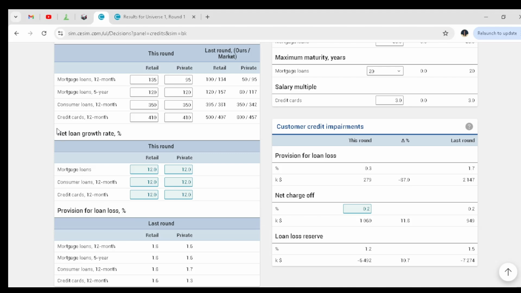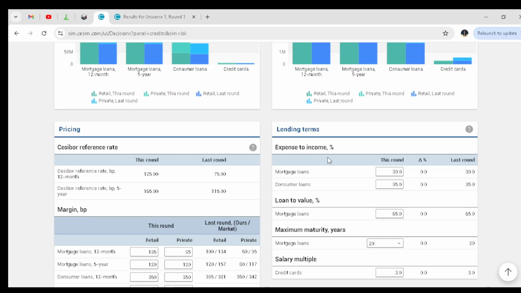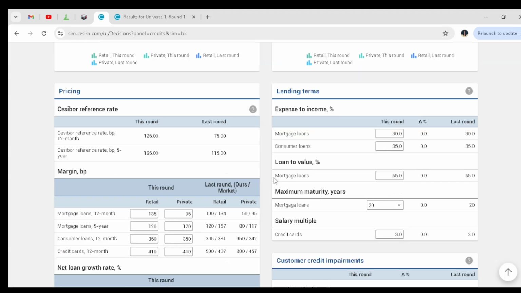Down here we have the net loan growth rate in percentage, whereby we shall just maintain it at 12, the estimation of 12. And on the other side we have the lending terms, whereby we have the expense to income in percentage. First, the mortgage loans, and here we are actually going to give it 30%, shall just maintain. And for the consumer loans, we shall maintain it at 35. Next is the loan to value in percentage. The mortgage loan shall just give it 70%.